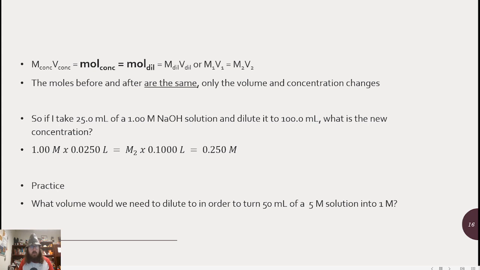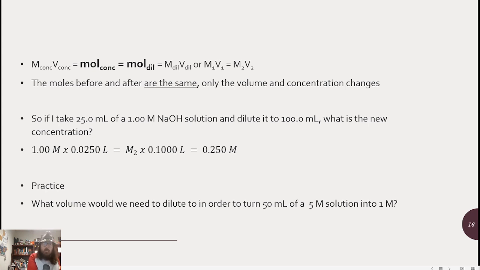0.100 liters. And if I do that and I rearrange, how do I solve for my M2? Well, I have to divide both sides by my 0.100 liters. And if I do that, my new molarity has changed to 0.250 molarity. So the basic idea is I have M1V1 equals M2V2. The hardest part of this is making sure you understand what is the ones and what are the twos.